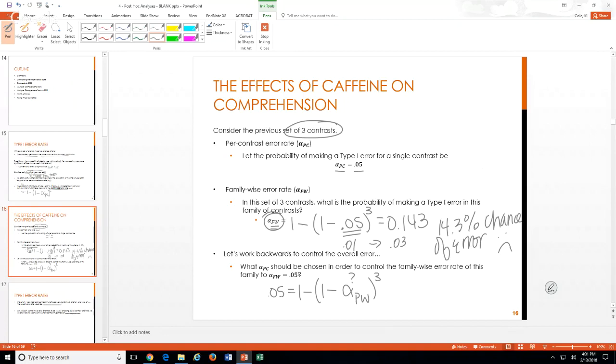So now we're going to have to do some algebra again. How can we solve for alpha PW? I'm sorry, PC, not PW, per contrast. So we have to take the roots. I don't know how to say it. Let me rewrite it over here so I have a little more room, if that's okay with you.